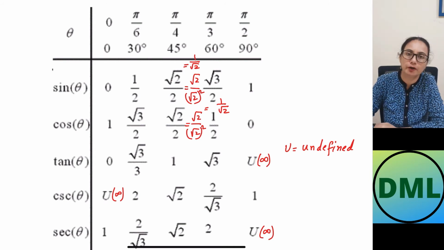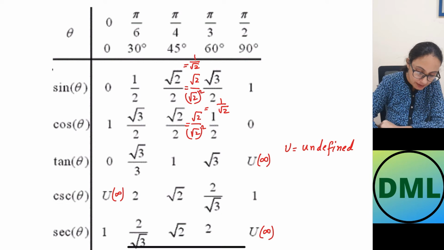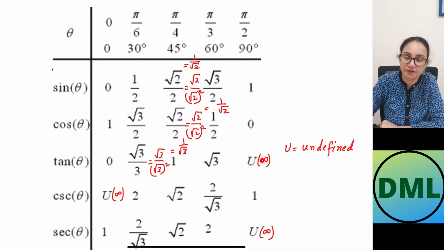Now I will look for my tan values. So tan 0 degree is 0. Tan 30 degree is root 3 by 3, which is the same as root 3 over root 3 the whole square, which is equal to 1 over root 3, which we figured out earlier. Now tan 45 degree is 1, tan 60 degree is root 3 and tan 90 degree is undefined. Undefined means infinity.